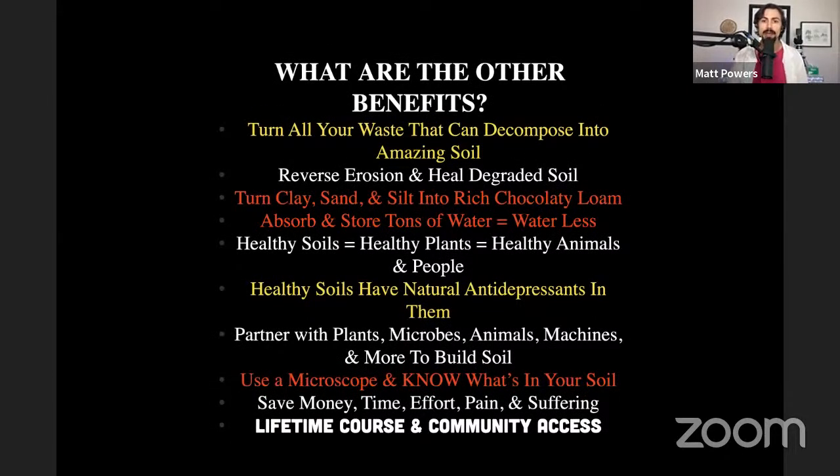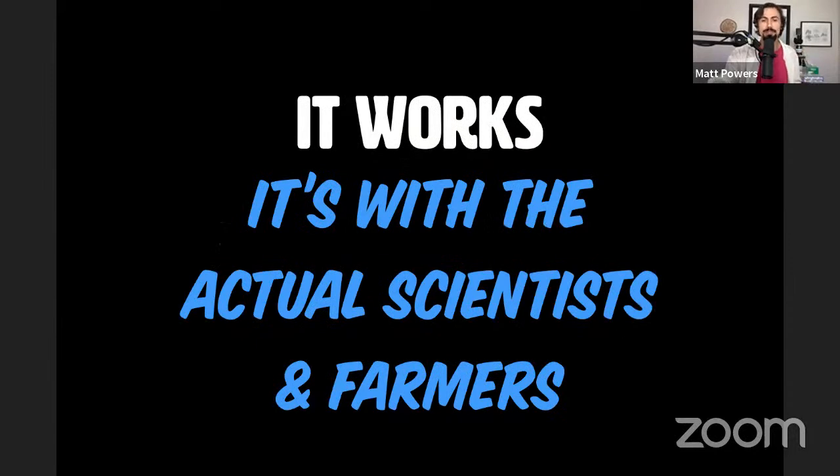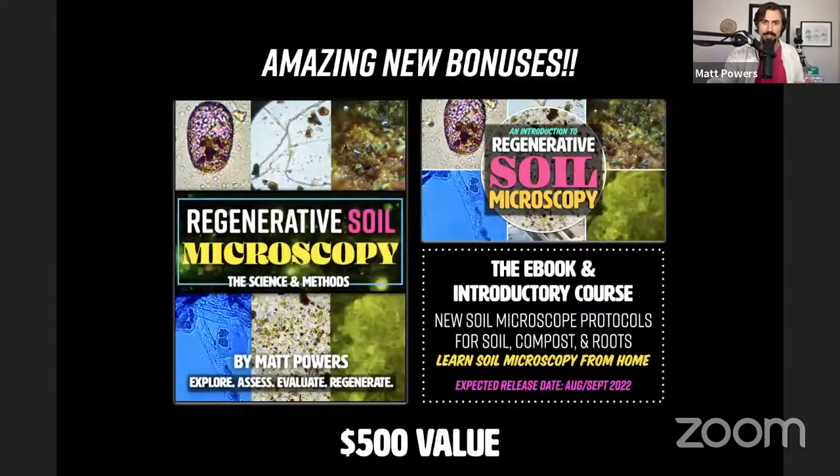This is something that the benefits are sure. People can deal with their waste. People can reverse erosion. They can heal degraded soil. There's natural antidepressants in this soil. This is the key to healthy animals and healthy people. And it works with actual scientists and farmers. That's how I can be so confident. That's how I can know, because this is happening in universities. This is colleges that are adopting this.